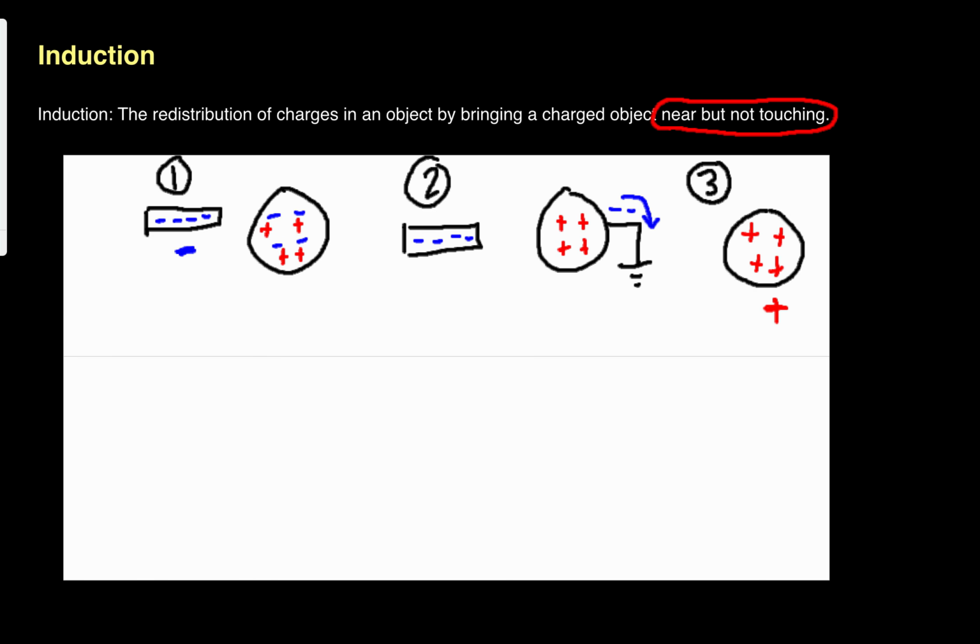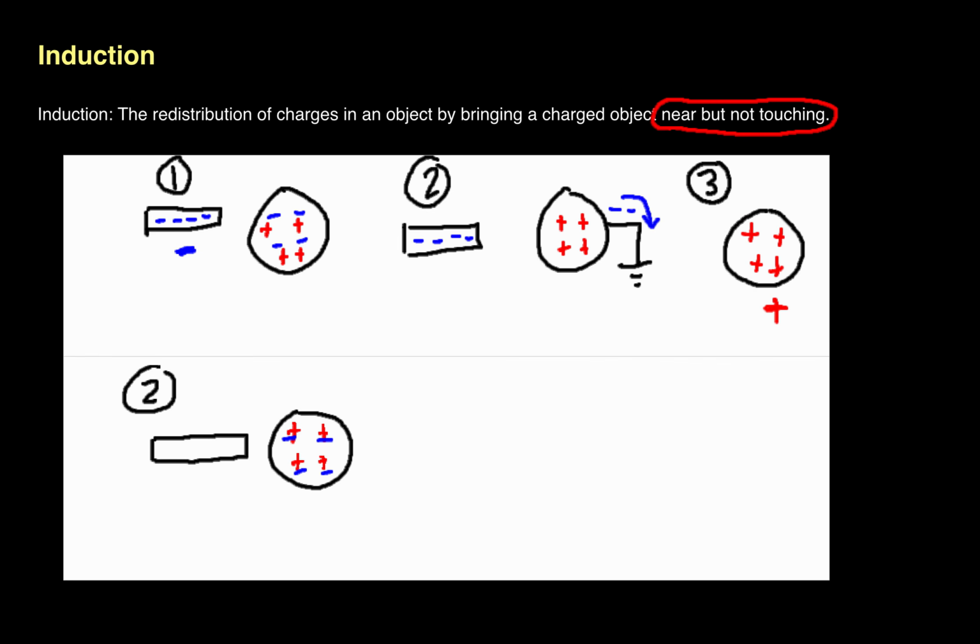Here's another example using the same stages. We have a neutral conductor, and we bring a positively charged rod nearby but not touching. In the second step, leaving the rod where it is, we ground the conductor so electrons can flow in and out of the ground source, in or out of the conductor. Now, remembering that protons can't move, the positives remain where they are.